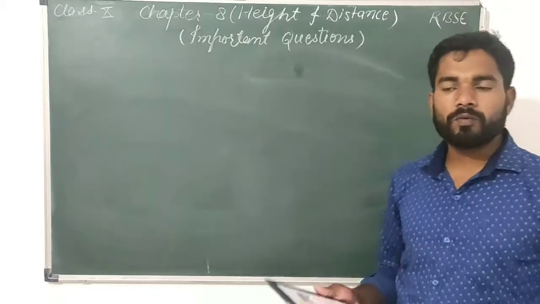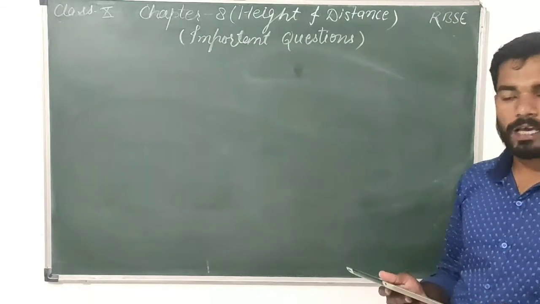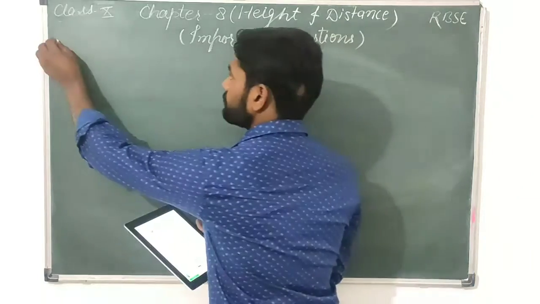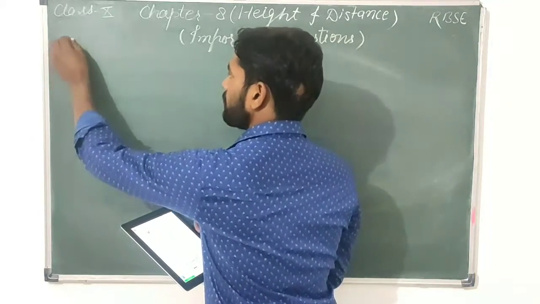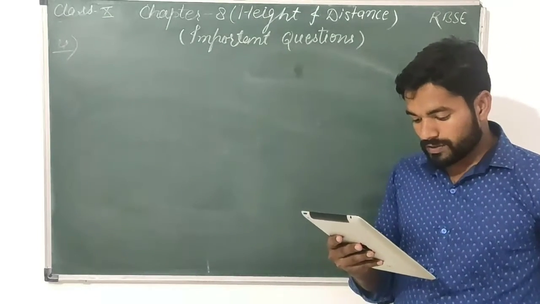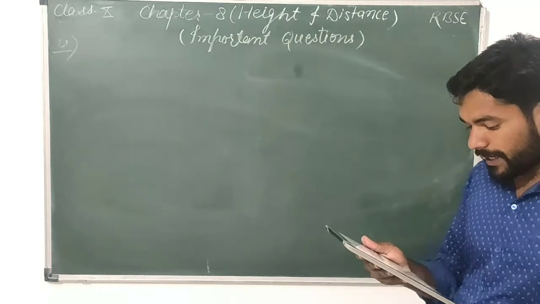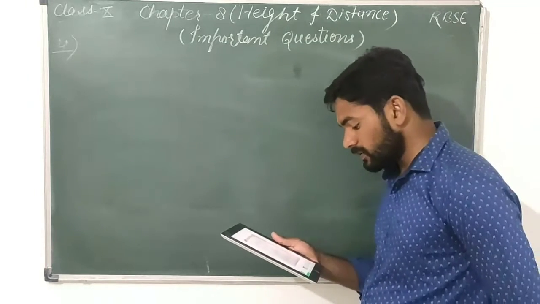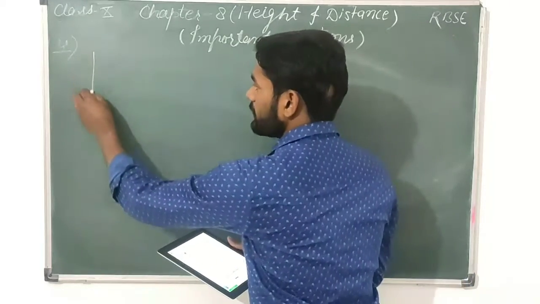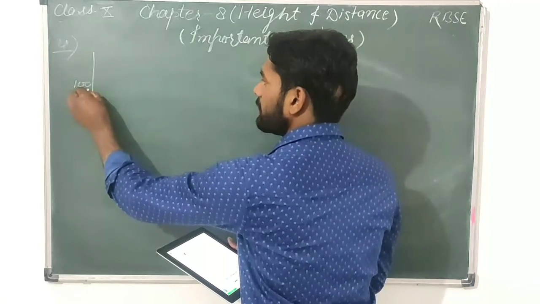Question number 4 from the miscellaneous exercise of chapter number 8. Question number 4: from the top of a 100-meter high tower. Let's suppose it is a tower and the height of this tower is given as 100 meters.